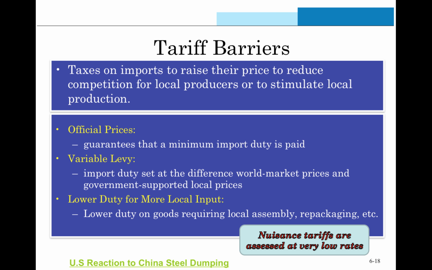That's a really unhealthy position to take, because it eliminates all competitive situations, and it really makes all products cost more in a market because no one's incentivized to cut costs. It eliminates the whole market concept, and it really harms consumers. Variable levies and lower duties for more local input also are means of barriers.